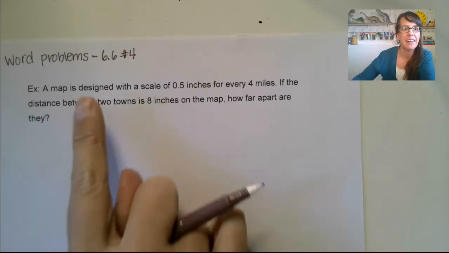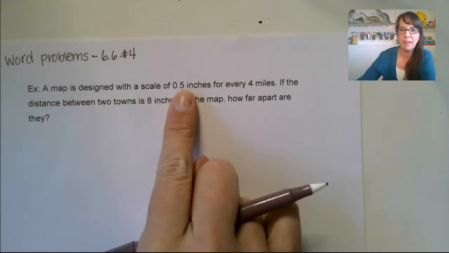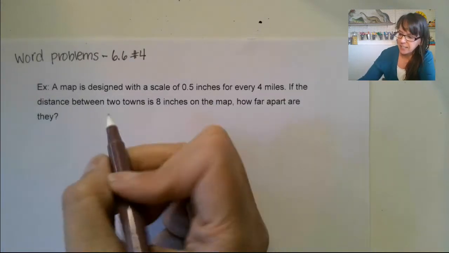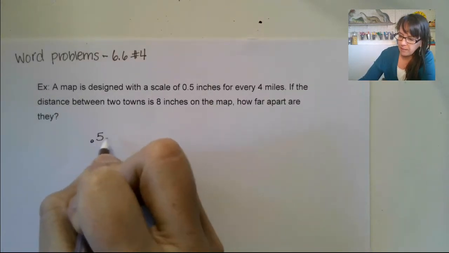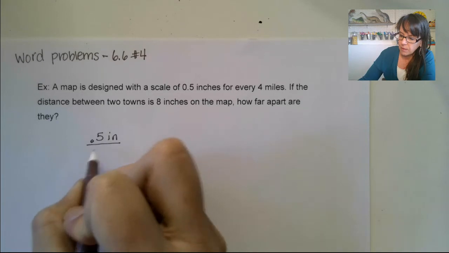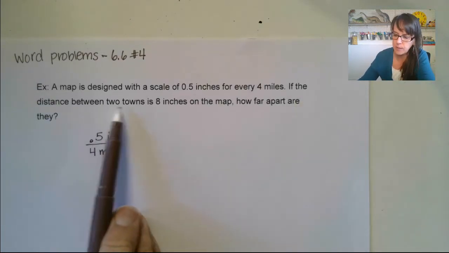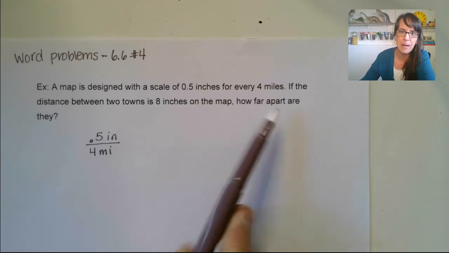Let's get started. A map is designed with a scale of 0.5 inches, so 1/2 inch for every 4 miles. That's our scale. So we're going to say, okay, 0.5 inches for every 4 miles. If the distance between the two towns is 8 inches on the map, how far apart are they?